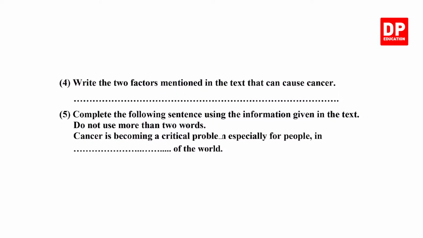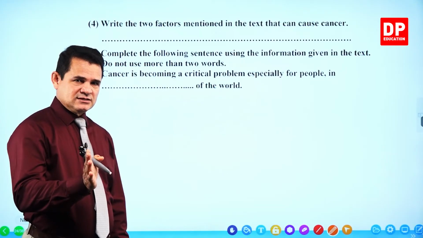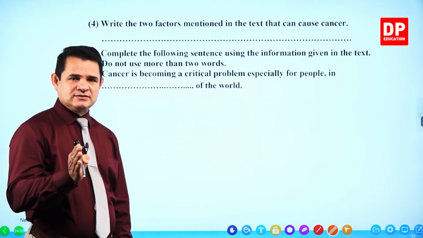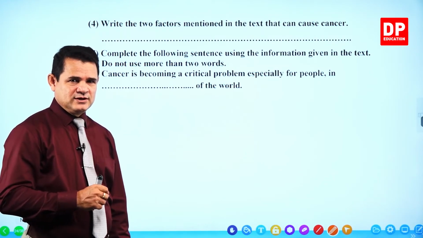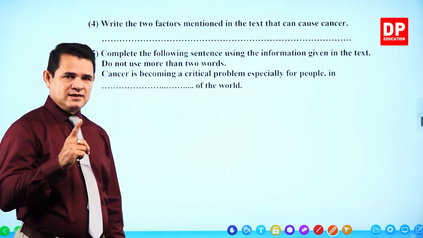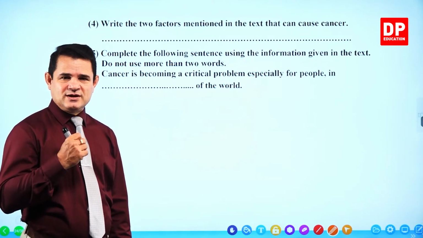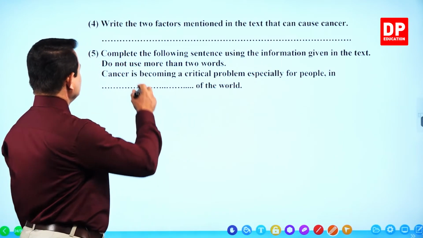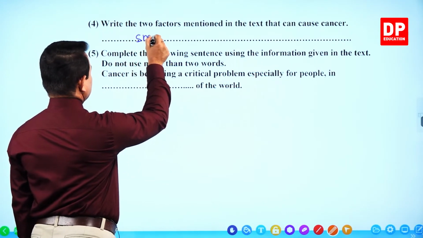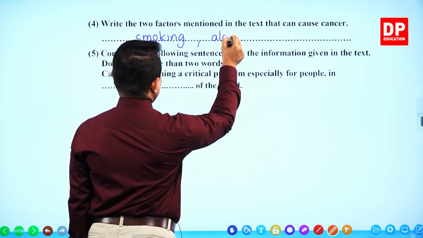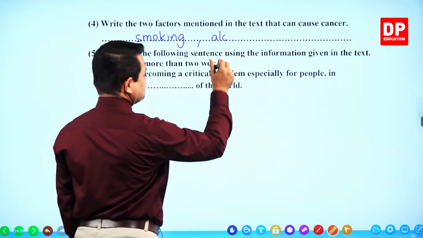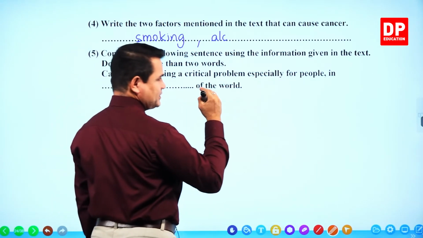Okay, let's have a look at the next question. Write the 2 factors mentioned in the text that can cause cancer. Cause cancer means that will be a reason for cancer. You notice it. What is it? One thing is smoking. Next one, alcohol. And it was mentioned directly in the paper, in the paragraph.